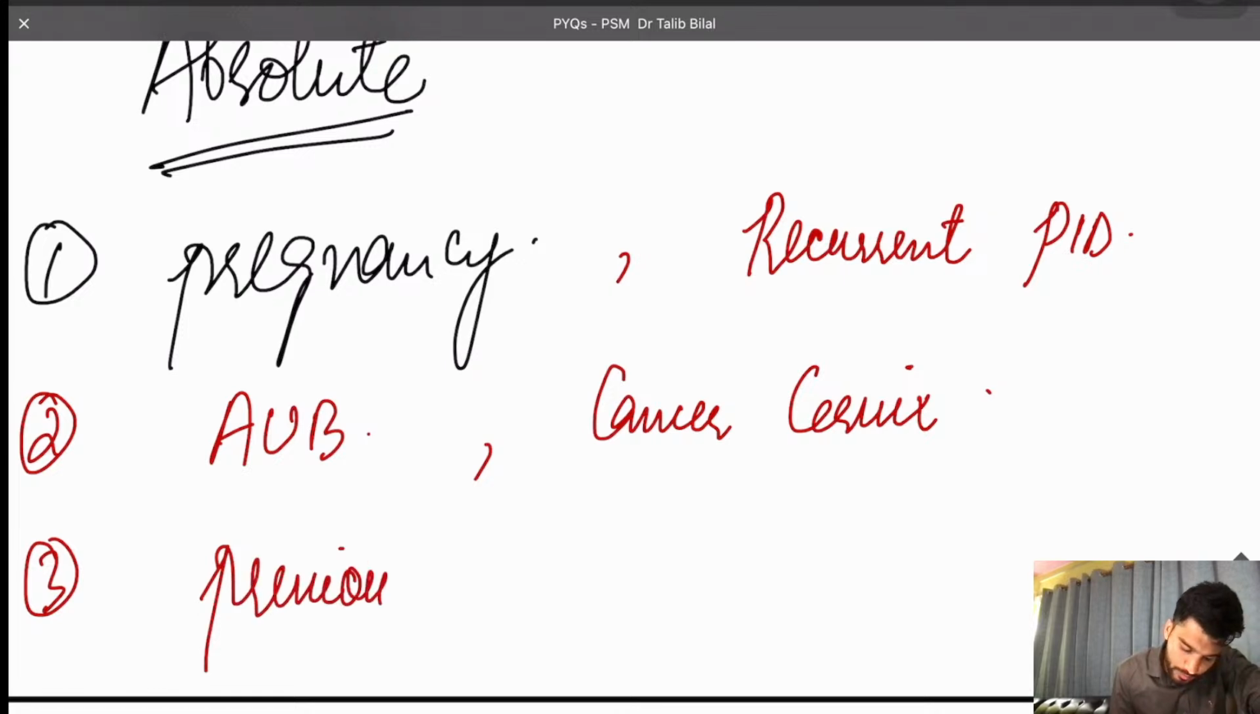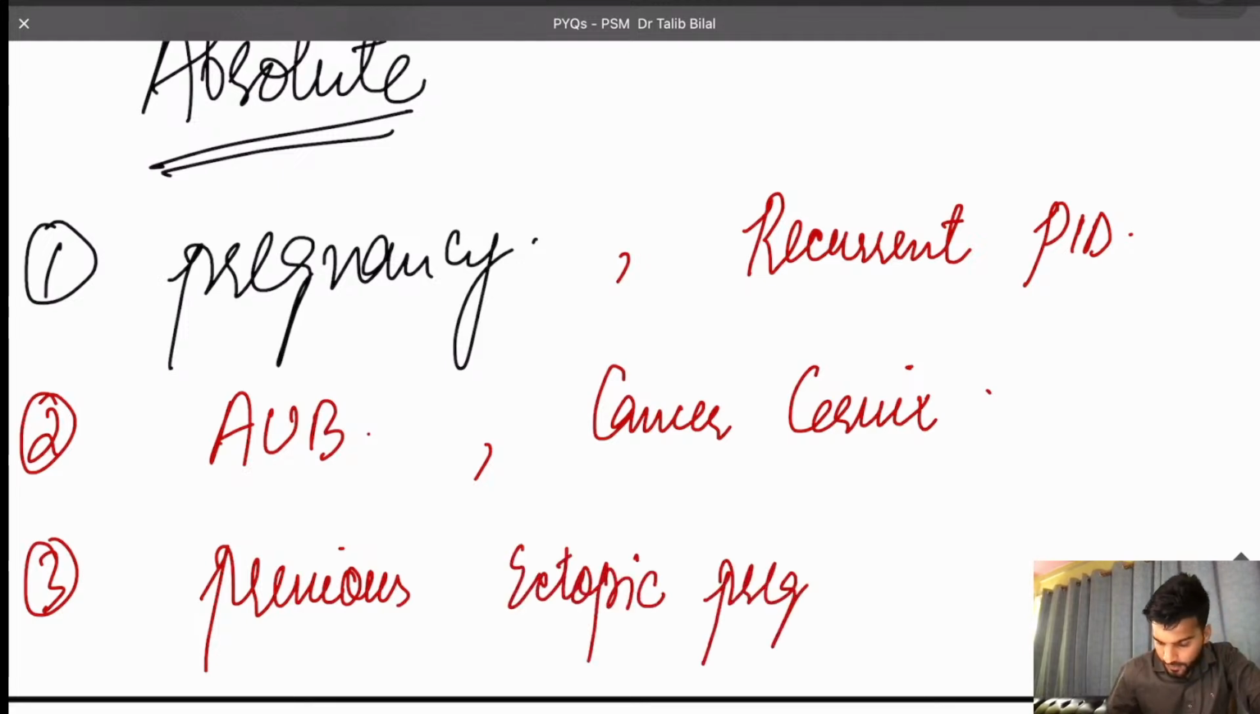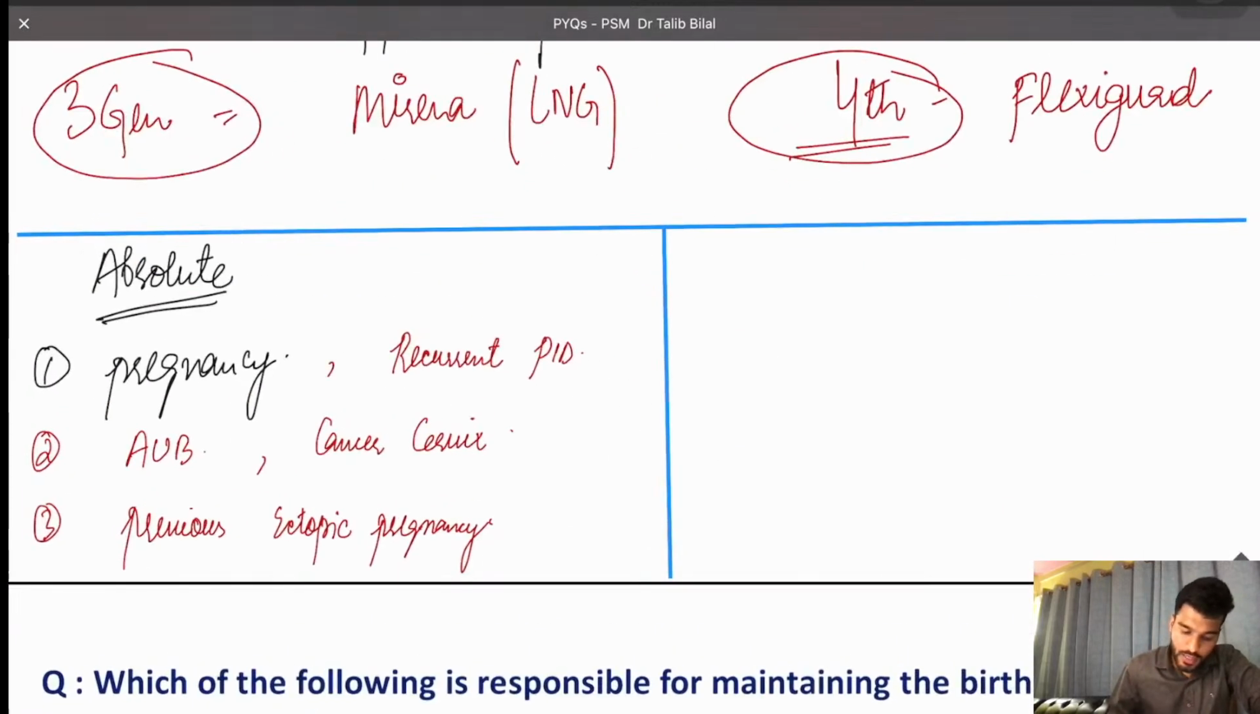or a previous ectopic pregnancy, because ectopic pregnancy can also be because of an intrauterine contraceptive device, but the most common cause of an ectopic pregnancy is PID, which is also called salpingitis isthmica nodosa. Okay, previous ectopic pregnancy.